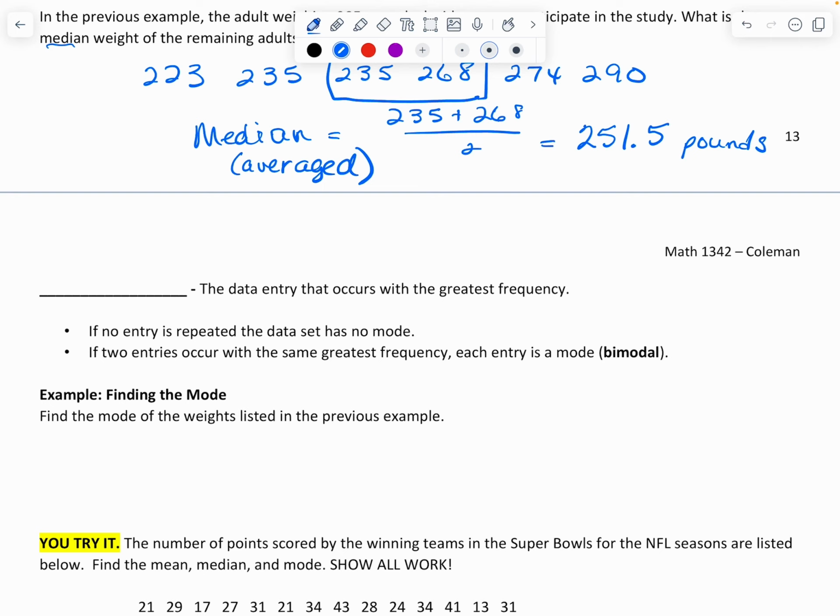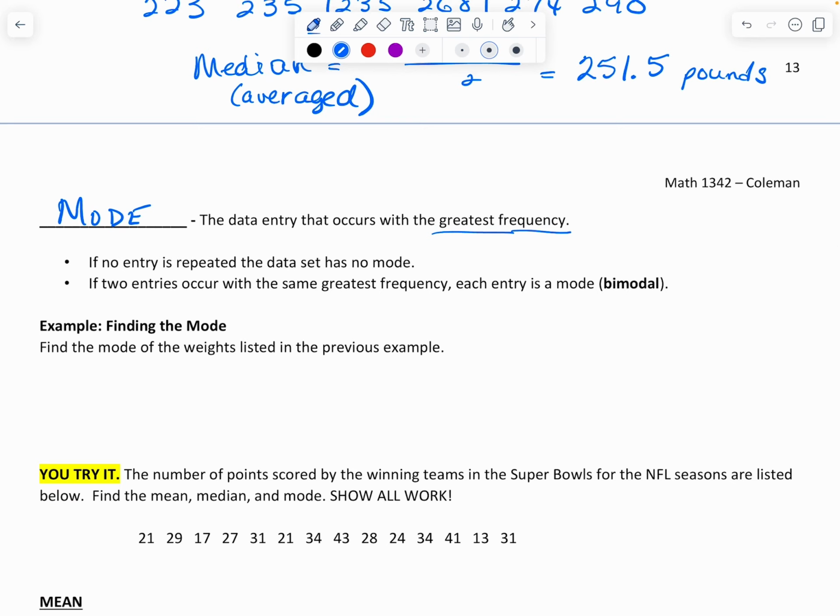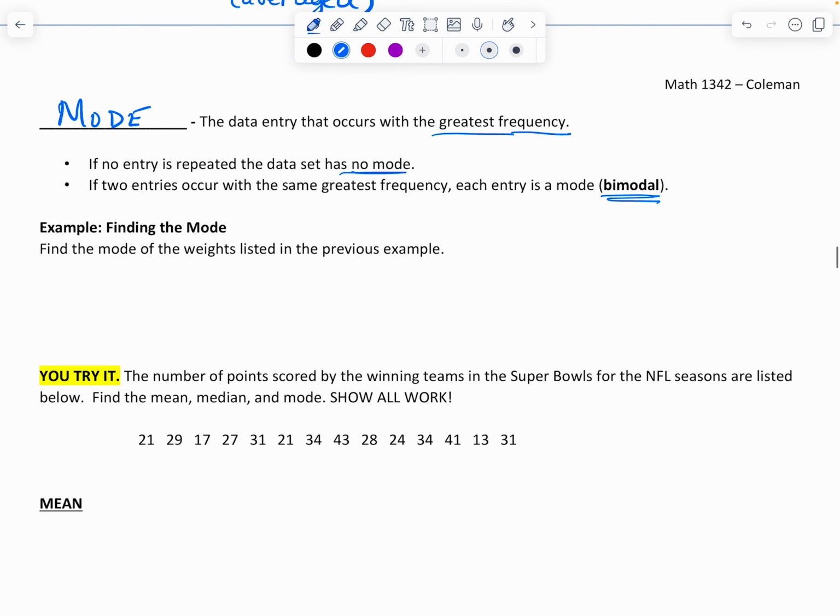The last word that you're probably familiar with when we talk about a lot of things in statistics is the word mode. So mean, median, and mode. Mode is the data entry that has the greatest frequency, so it occurs most often. If no entry is repeated, the data set has no mode. If two entries occur with the same greatest frequency, then it is called bimodal.